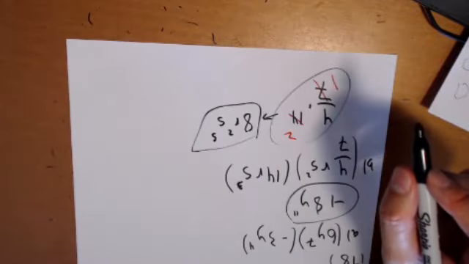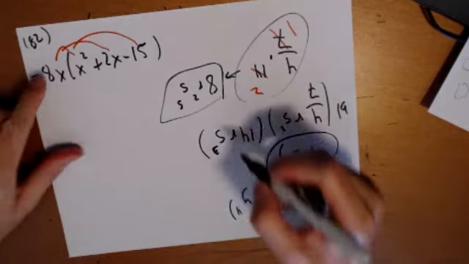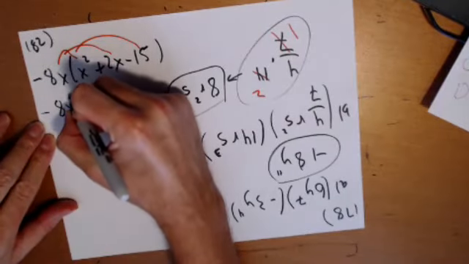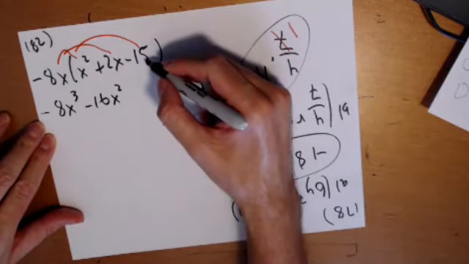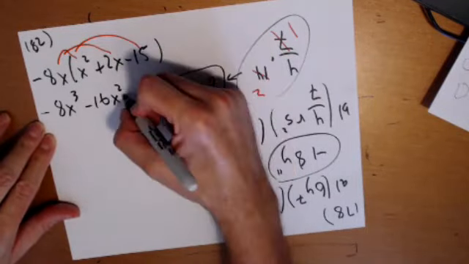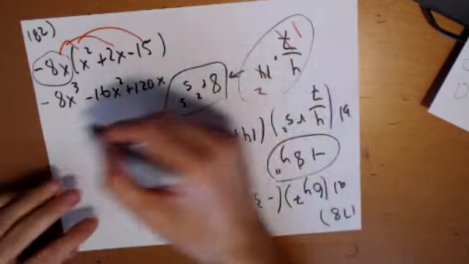And then 182. Let's turn this around, save some paper. 182: negative 8x times x squared plus 2x minus 15. So it's the negative 8x times this guy and that guy, just distributing it all out. Negative 8x times x squared is negative 8x cubed. Negative 8x times the 2x is negative 16x squared. Negative 8 times the negative 15 is a positive 120x. So you see how it's the whole negative 8x times each of those three pieces. Okay.